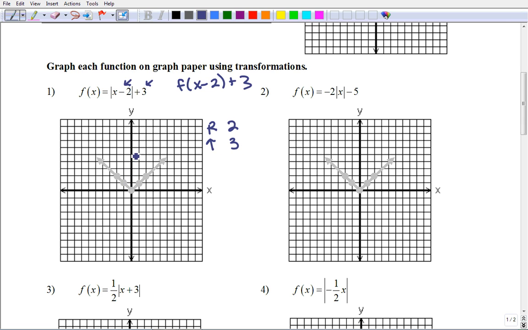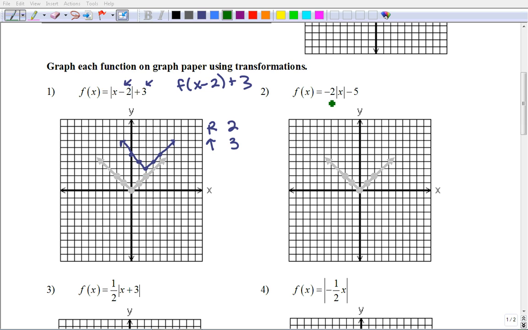So let's do that with each of our points. Right 2, up 1, 2, 3. To the right 2, up 1, 2, 3. To the right 2, up 1, 2, 3. And to the right 2, up 1, 2, 3. So you can see that it still makes the same V shape, and it hasn't changed its shape, it's just changed its location. And its vertex, this bottom point where the V connects here, has moved to the right 2 and up 3.